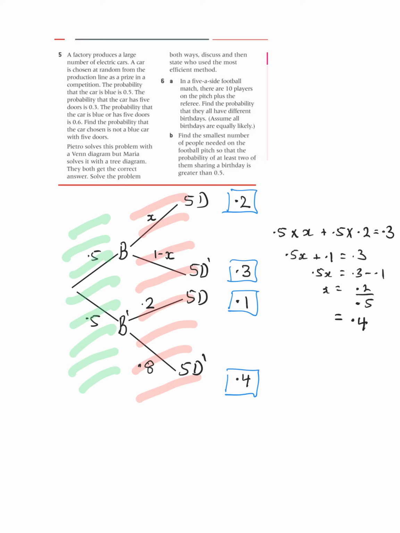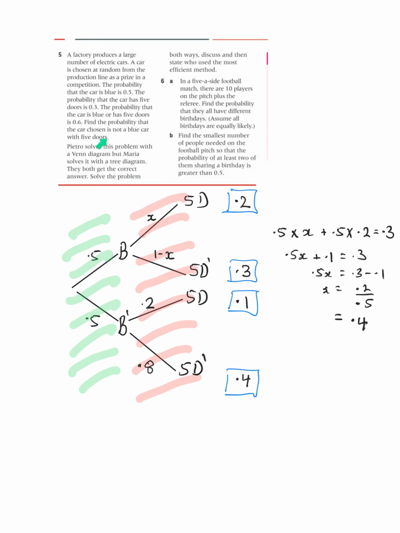Let's go back to the original question here, and that was find the probability that the car chosen is not a blue car with 5 doors. Well, this branch is a blue car with 5 doors, and that's 0.2. So not a blue car with 5 doors would be 0.8, just 1 minus 0.2. Or you can just add up the other probabilities here: 0.3, 0.4, 0.1, which gives 0.8.